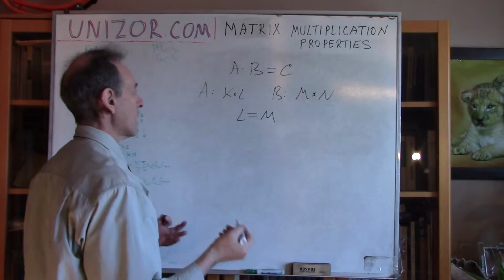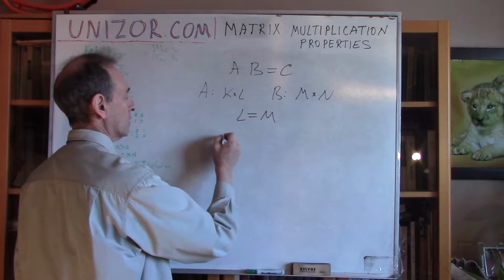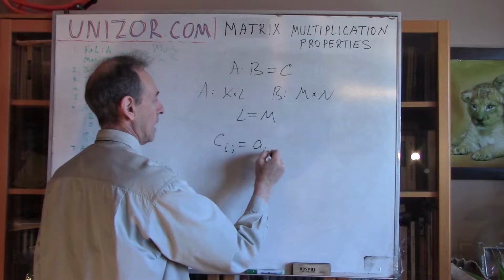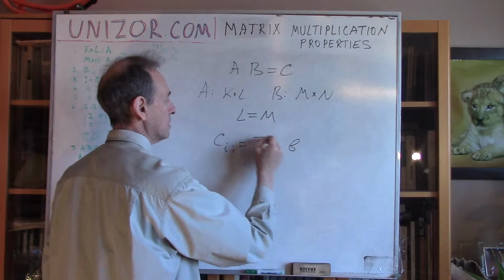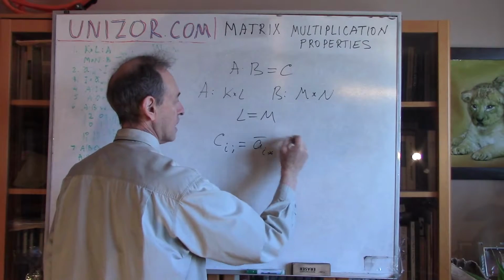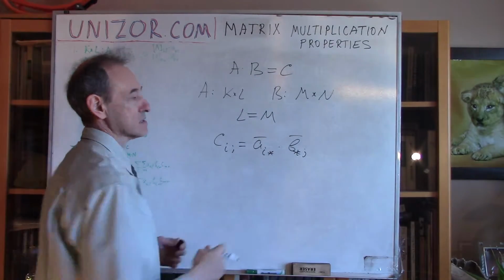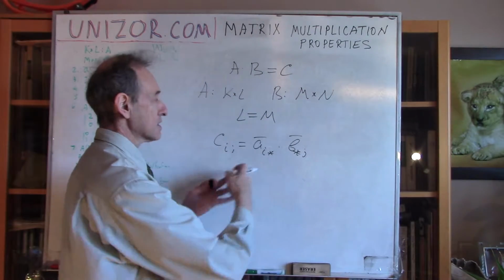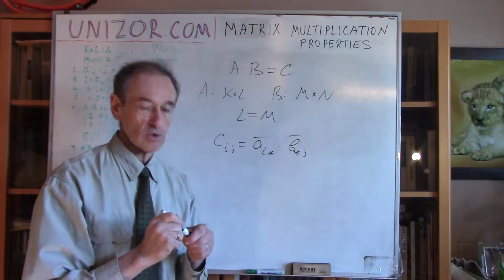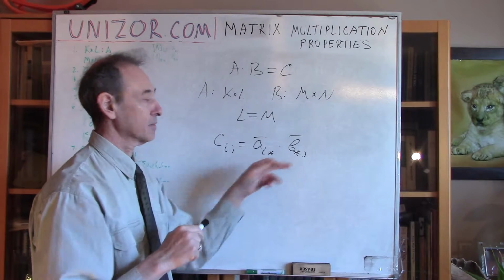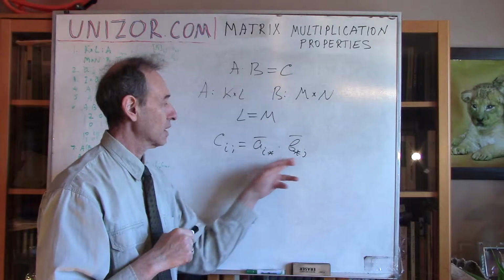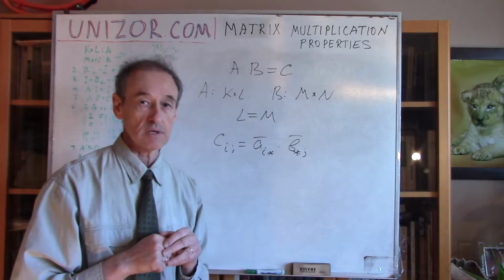Why? It's obvious why, because again, every element Cij is equal to Ai star times B star j. Now this is a scalar product of a row vector by a column vector. A scalar product can only be obtained if the dimensions of these two vectors are the same.